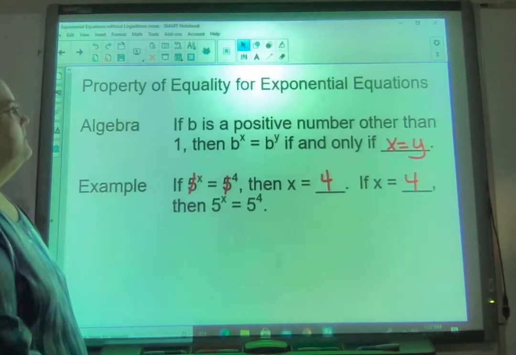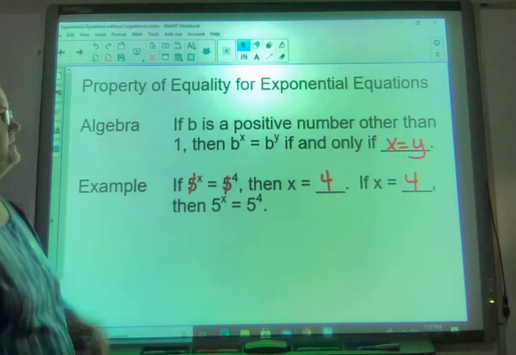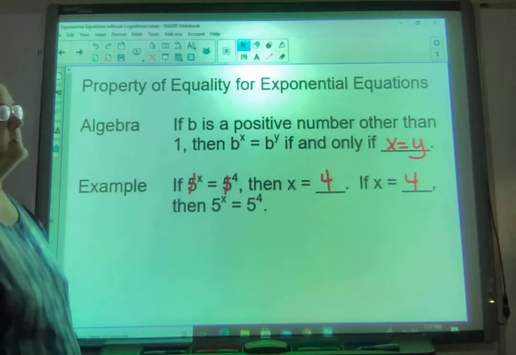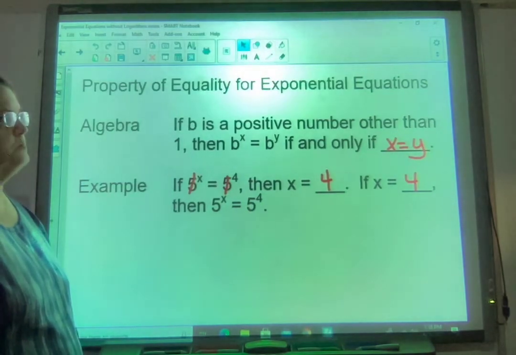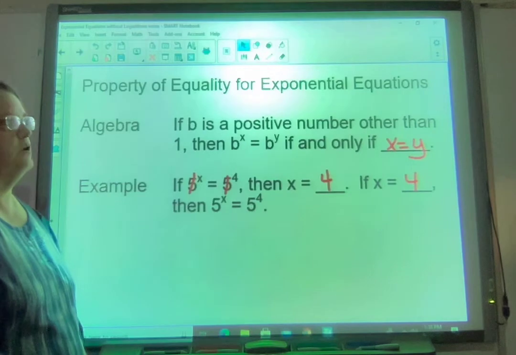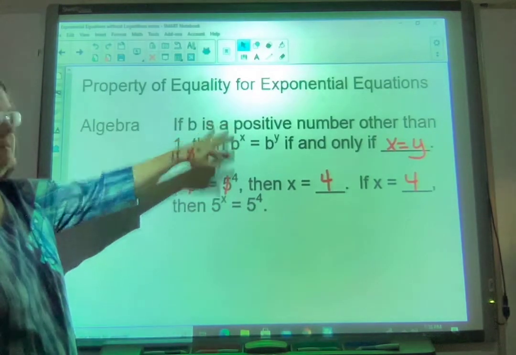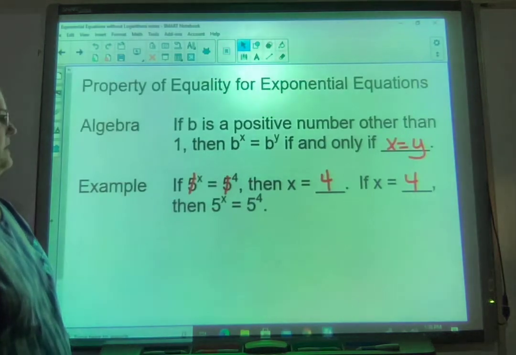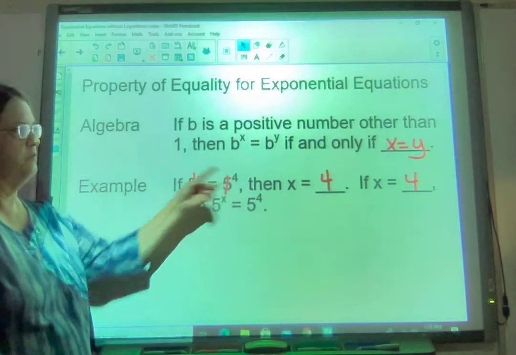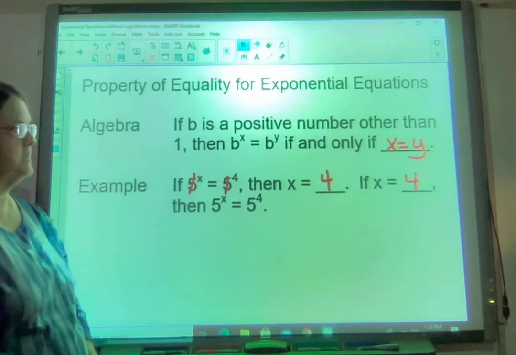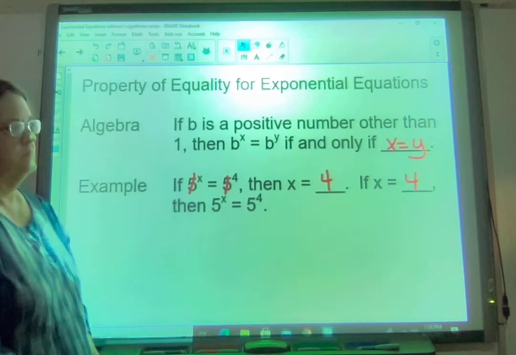All right. The property of equality for exponential equations says this in algebra. If b is a positive number other than 1, then b to the x equals b to the y if and only if x is equal to y. And we're going to be using that today. An example, if we have 5 to the x power is equal to 5 to the 4th power, then the only way that that works is if x is equal to 4.